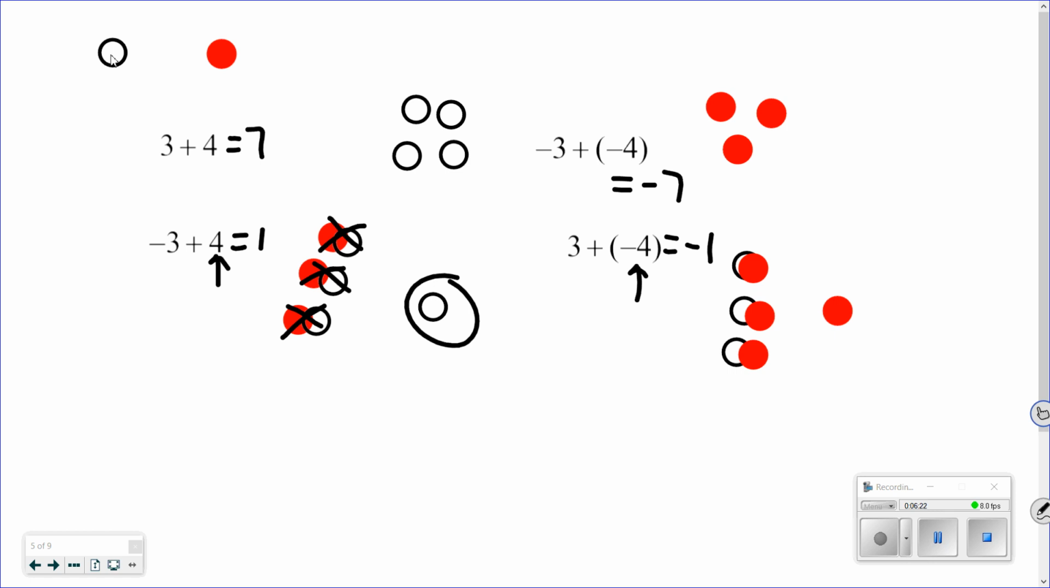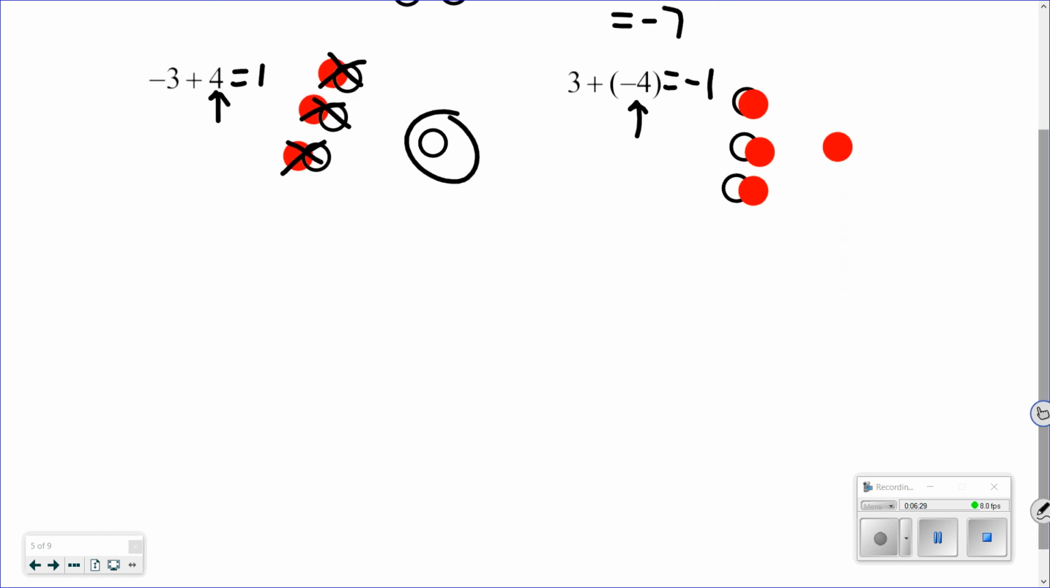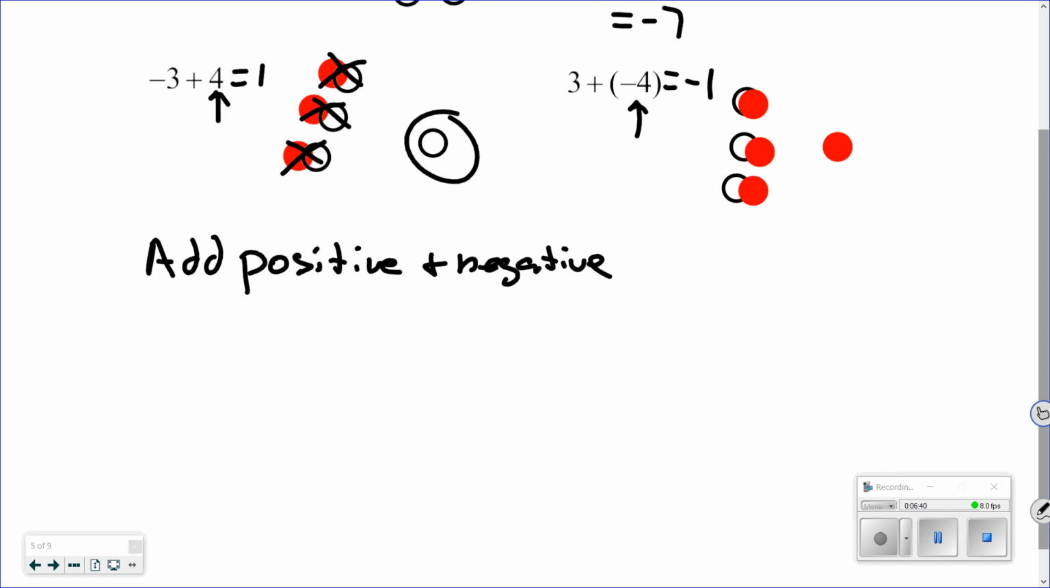What I want you to do is take just a second. I want you to see if you can come up with your own rule, in your own words, on what happens when you add a positive and a negative, and what happens when you add 2 negatives. So write your own rule. Pause it for just a minute, write your own rule, then we'll talk about it together.